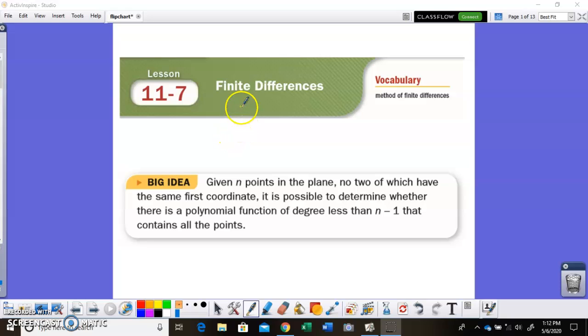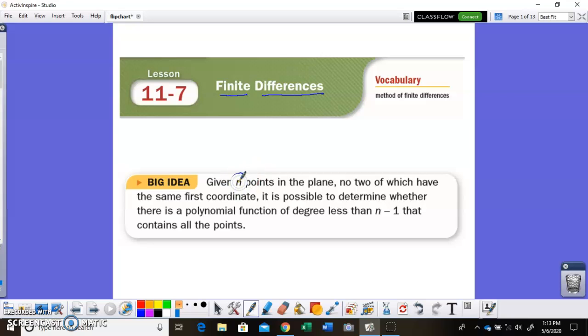In lesson 11.7, we're going to be talking about finite differences. The word finite means that there's going to be an end, and differences means that we're going to be subtracting. So we're going to be doing a bunch of subtractions that will eventually end. Okay? So the big idea for this unit is that we're talking about n points.